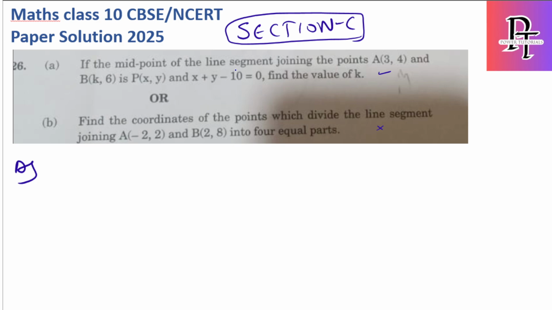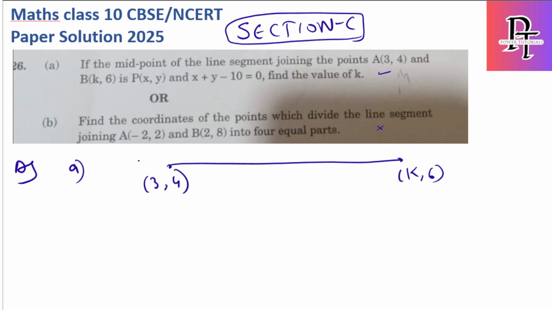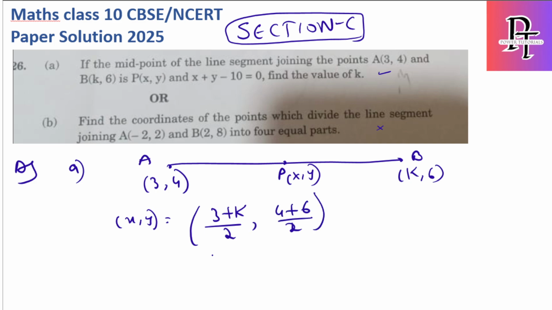So let's start with the solution. The midpoint of the line segment joining the points. What are the points? 3, 4 and 6, k, 6. P is the point here, which is x, y. I have mentioned it is a midpoint. So the midpoint formula is (x1 plus x2) by 2, (y1 plus y2) by 2. So here it is (3 plus k) by 2, (4 plus 6) by 2. So x, y is (3 plus k) by 2, and 4 plus 6 is 10, 10 by 2 is 5. So I got the y value as 5.